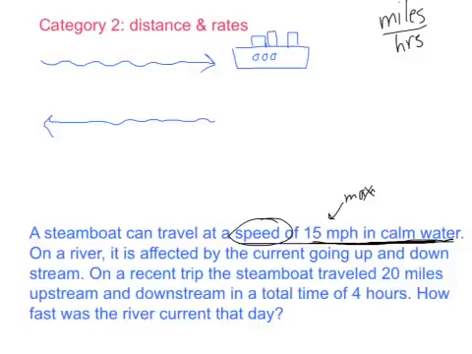So let's say when we're going upstream, that 15 miles per hour speed is slowed down by the current. However fast the current is moving, it slows down the boat. And when we're traveling downstream, that 15 miles per hour potential is increased, thank you to the current, at whatever rate it's moving at. Now at this point you might feel like you don't know how to write an equation.